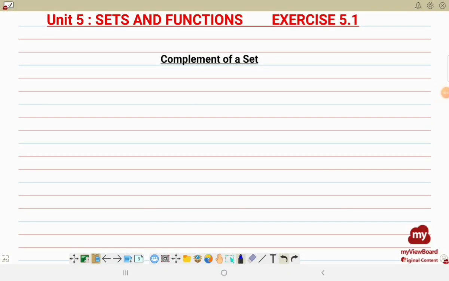Assalamu alaikum. In this video, we will be studying one concept, that is complement of a set, and after that, we will be solving one question from exercise. Let's start with the complement of a set.